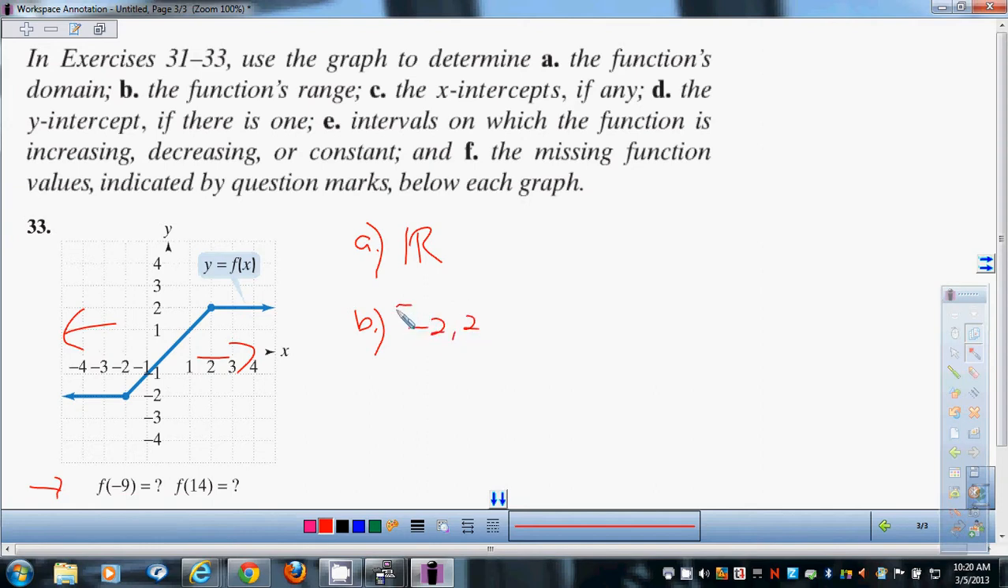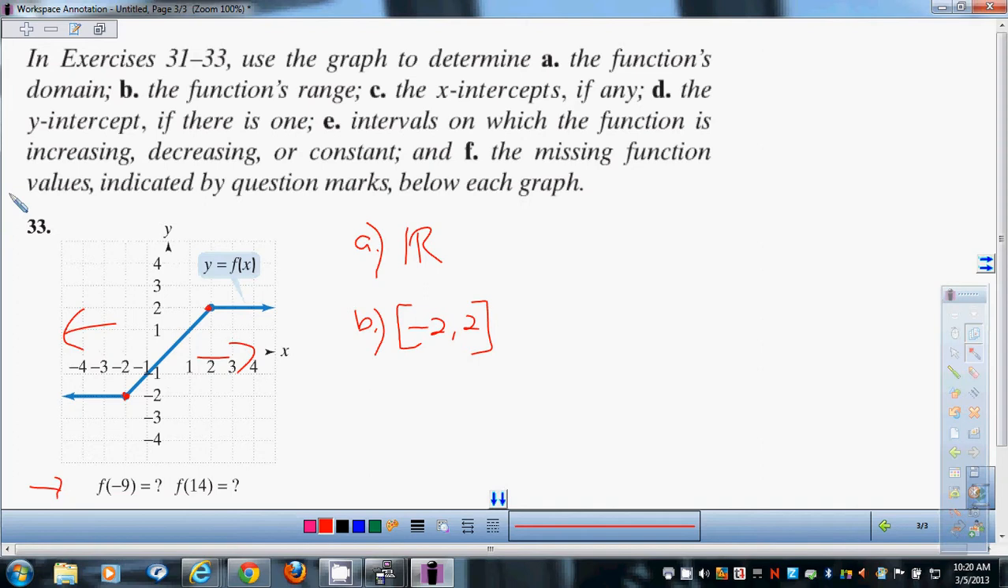Brackets. Domains and ranges is the only thing that you'll have to worry about brackets for in this section. And because they are included, -2 and 2 are actually on this function, they get brackets. The only time you'll really have a domain and range with parentheses is if it's an infinity or an open dot. Like that would get a parentheses.